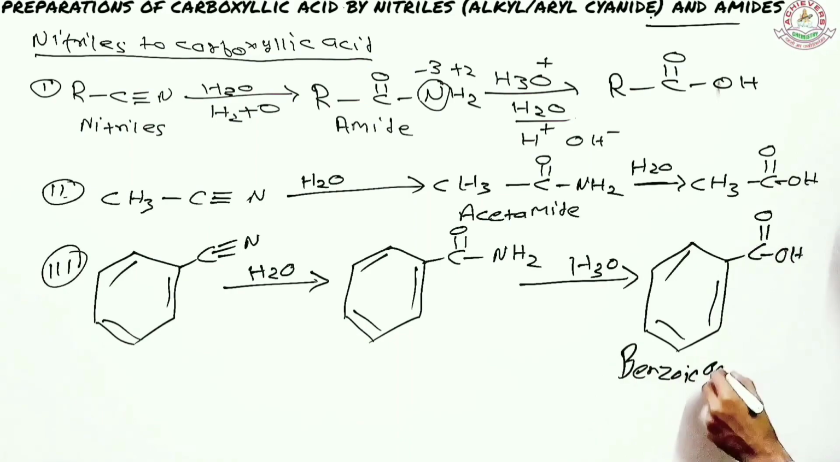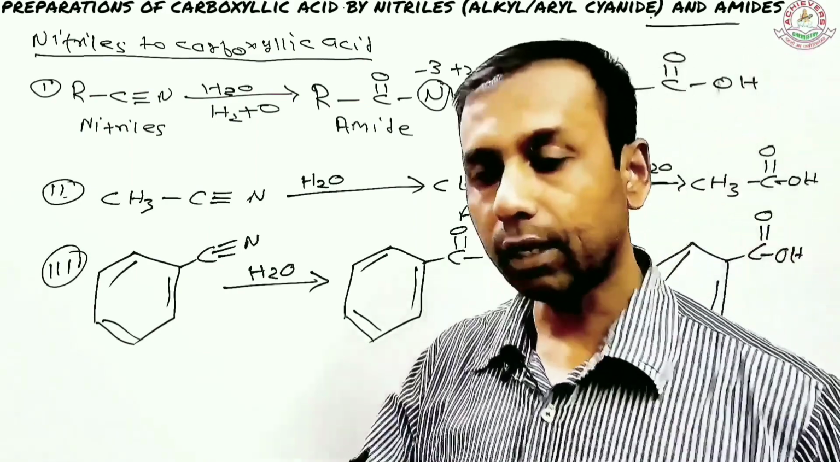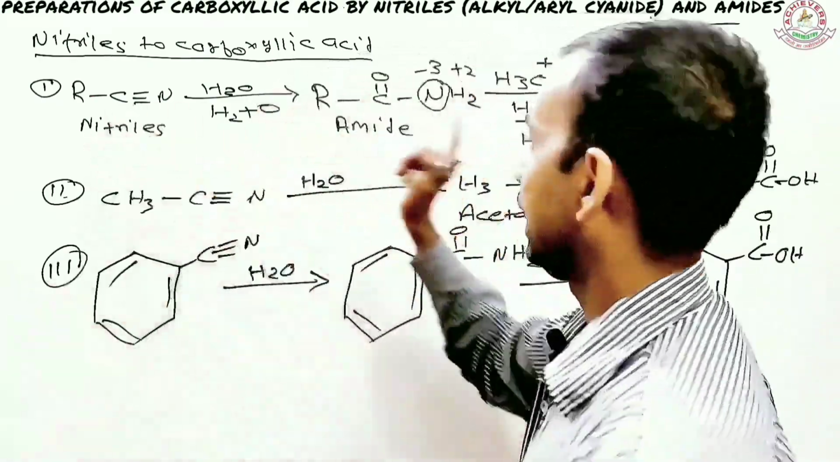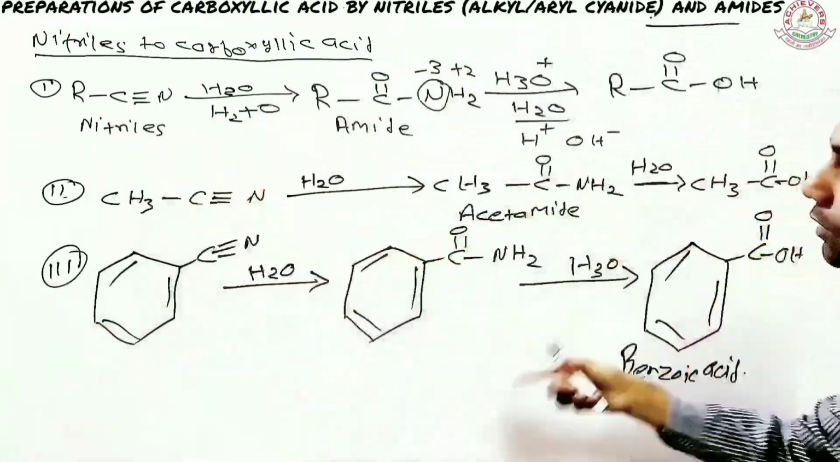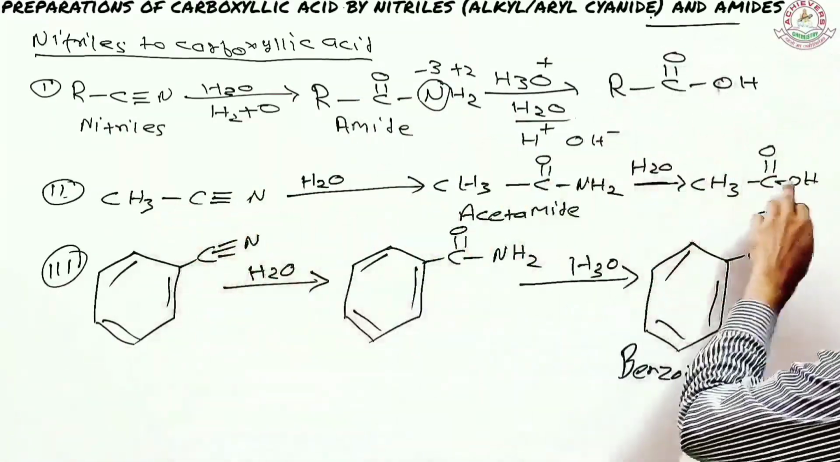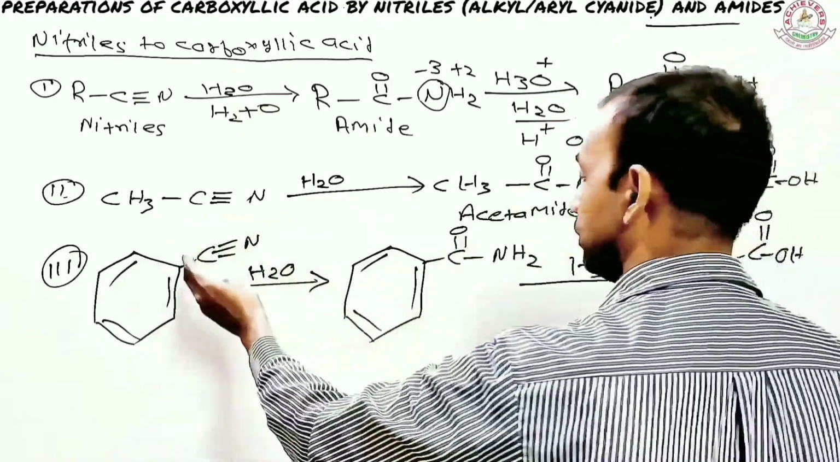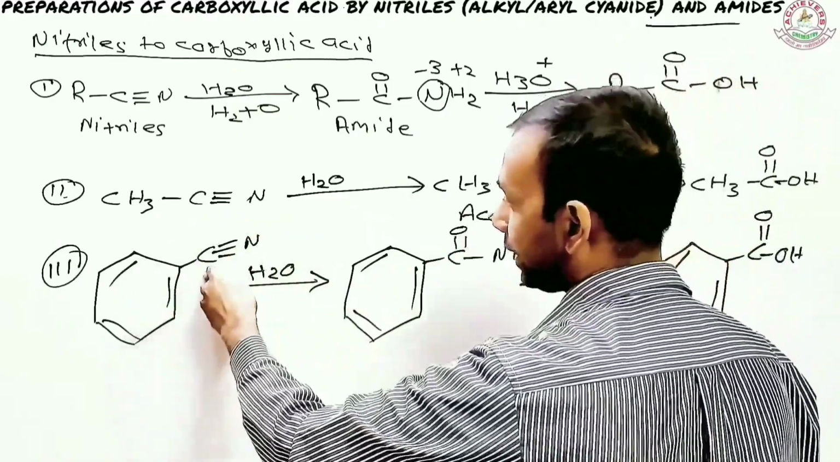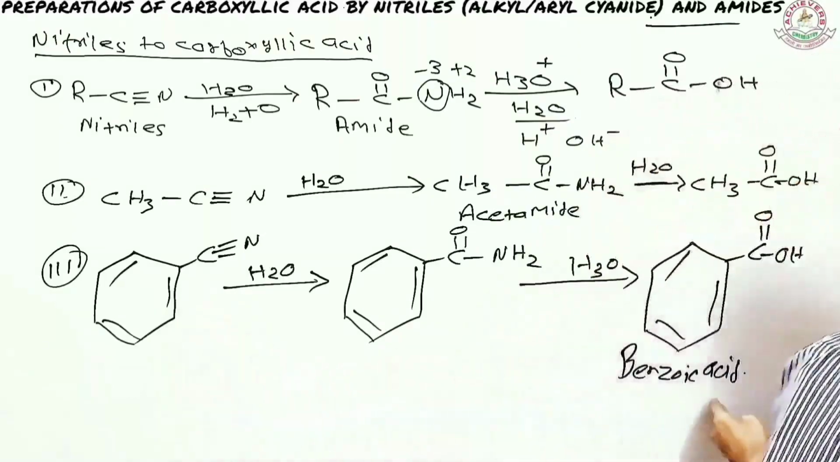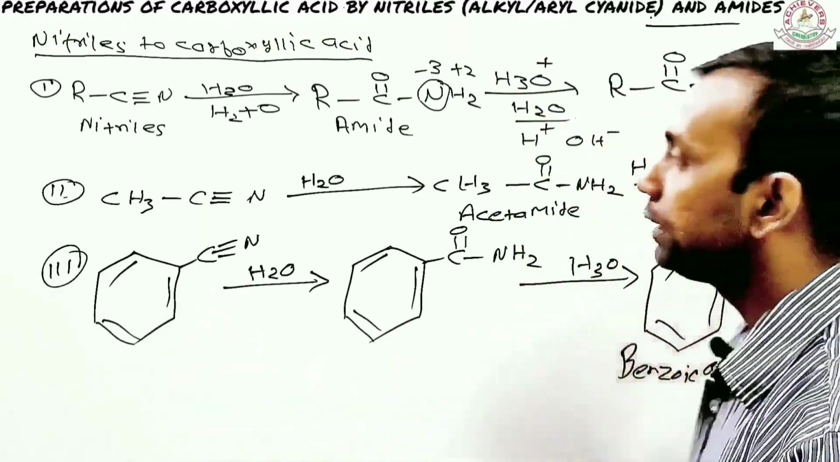Benzoic acid. So these reactions are not only about the preparation of carboxylic acid, they also represent the conversion from nitriles to carboxylic acid, from methyl cyanide to ethanoic acid, and finally here you have phenyl cyanide, or you can call it a nitrile also. That nitrile converts into benzoic acid. So these are the common reactions I made you go through.